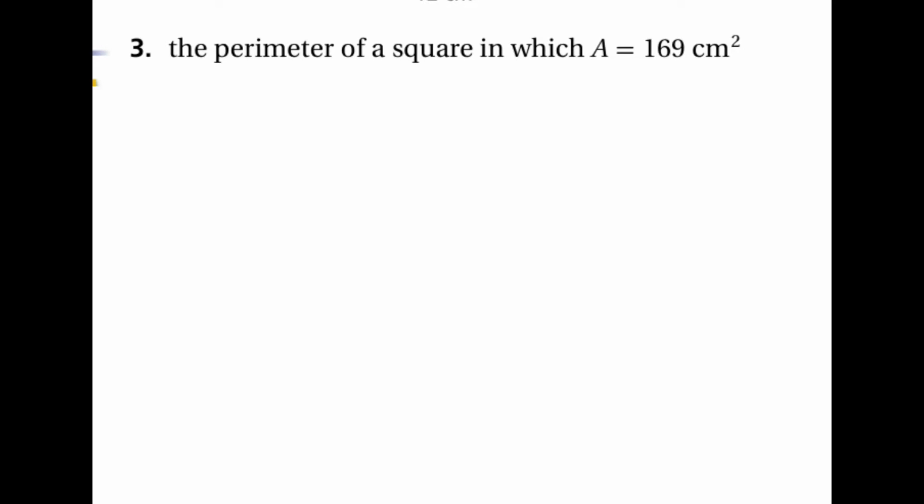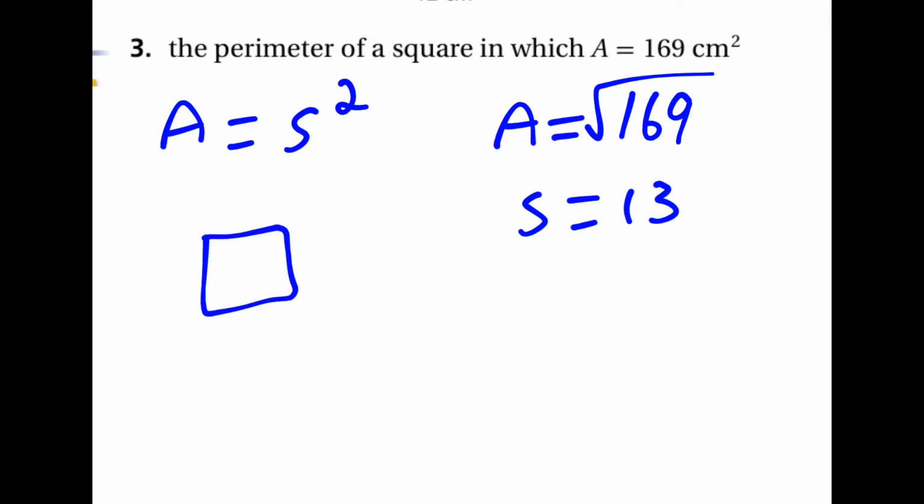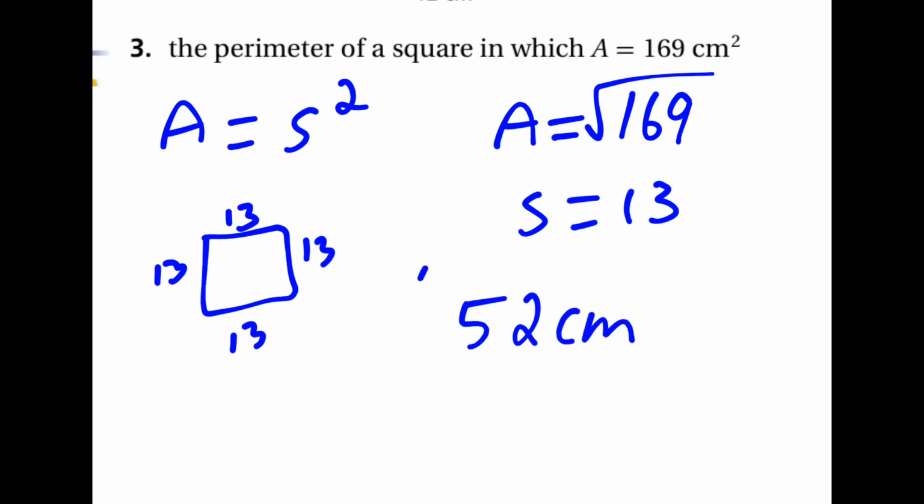Number 3, the perimeter of a square in which the area is 169 centimeters squared. So the formula here for area is equal to side squared. So if our area is 169, I just square root it to find s. And it turns out that s here is going to be 13. So picture a square, and the side lengths are 13. If I wanted to find the perimeter, I just take the side length times 4, or 13 plus 13 plus 13 plus 13, 52 centimeters is the final answer.